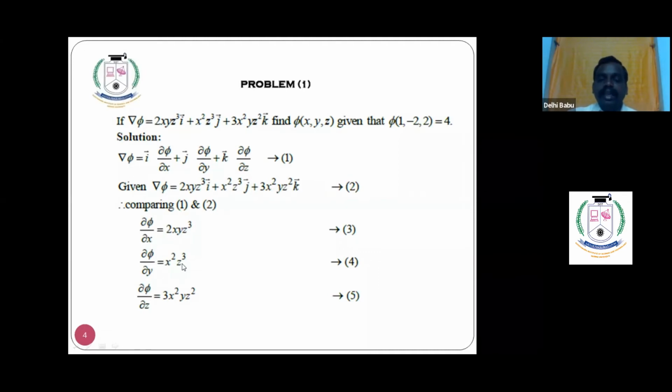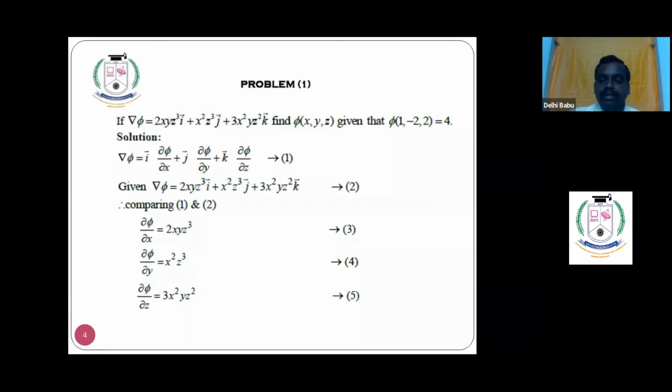Similarly, the fourth equation is dou phi by dou y, that is, phi differentiated partially with respect to y. From this I need phi, so integrate with respect to y. Again, integrate the last, fifth equation with respect to z, then you get the phi value. And writing all the mutual terms in 3, 4, 5, we get the required scalar quantity phi.